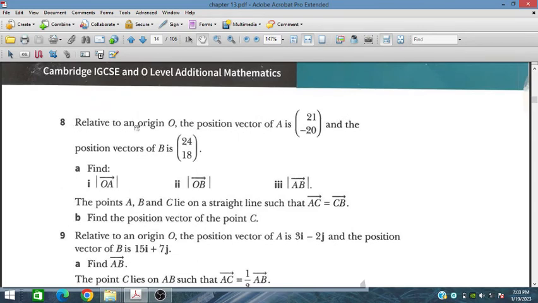Let's solve question number 8. Relative to an origin O, the position vector of A is 21i, and this is j basically, the y coordinate is minus 20, and the position vector of B is 24 and 18. This is the x value and this is the y value, or this is the i value and this is the j value. So find OA, OB and AB. The point C lies on the straight line AB such that AC is equal to CB. Find the position vector of the point C. So we have to find this, question number 8.